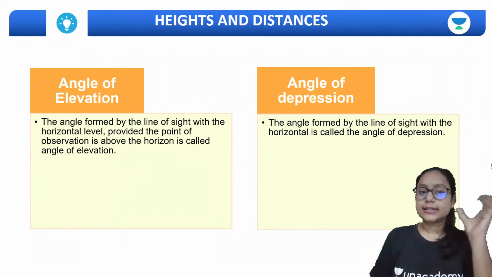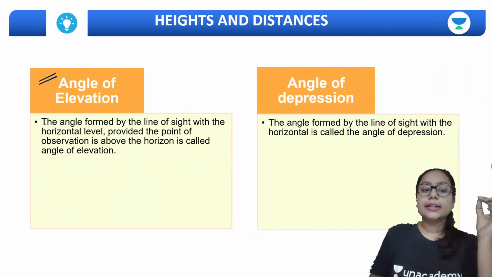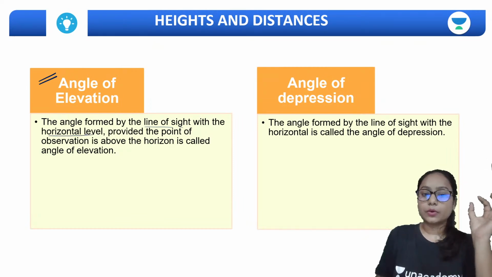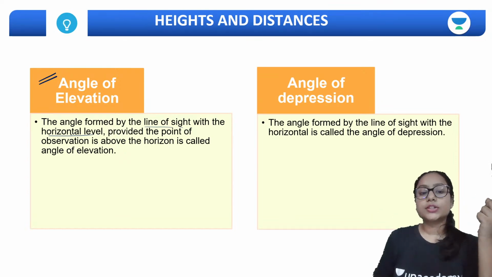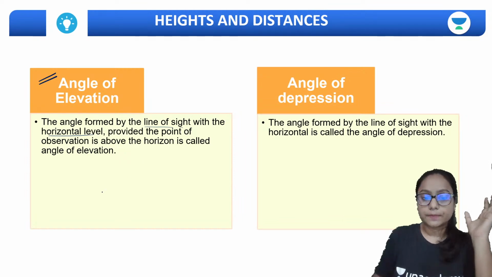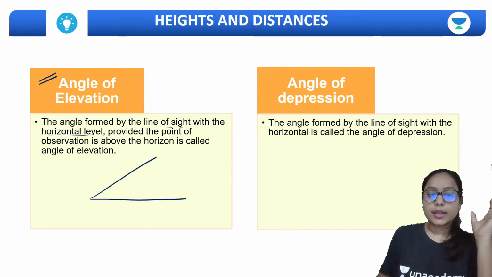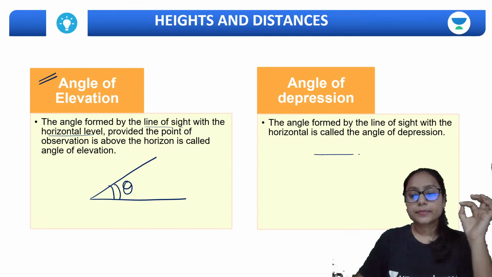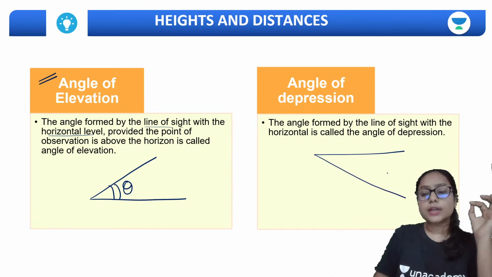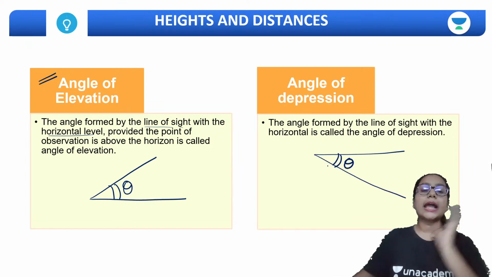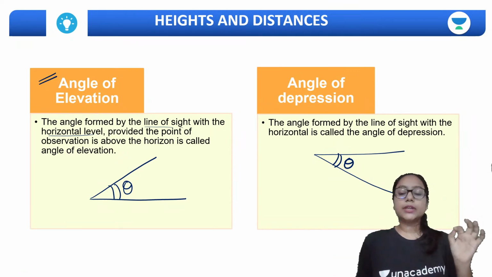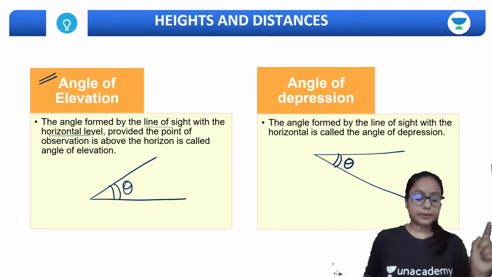Now, let us understand this in detail. What is angle of elevation? The angle formed by the line of sight with the horizontal level, provided the point of observation is above your horizontal level, is called angle of elevation. So, it is like this. This is your angle of elevation. But what is angle of depression? The angle which is formed with the horizontal when you look down with the line of sight. So this is the angle of depression. Are these two terms absolutely clear? Angle of elevation and angle of depression, all of you?